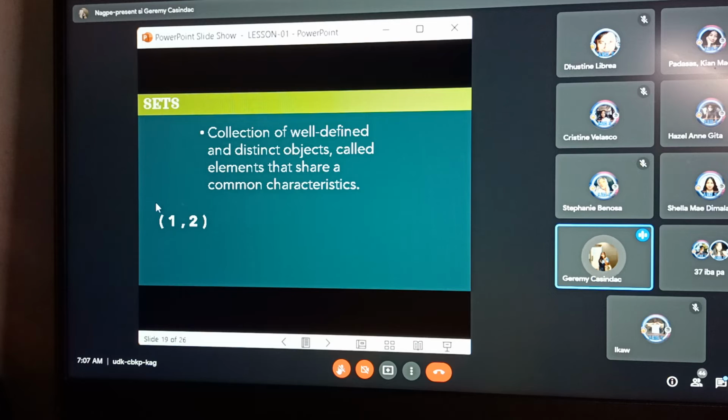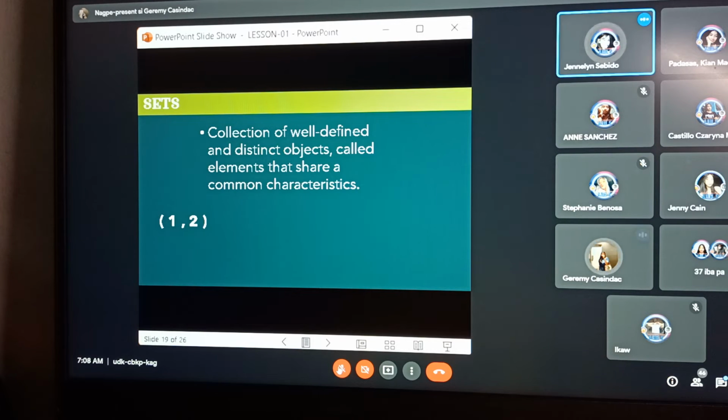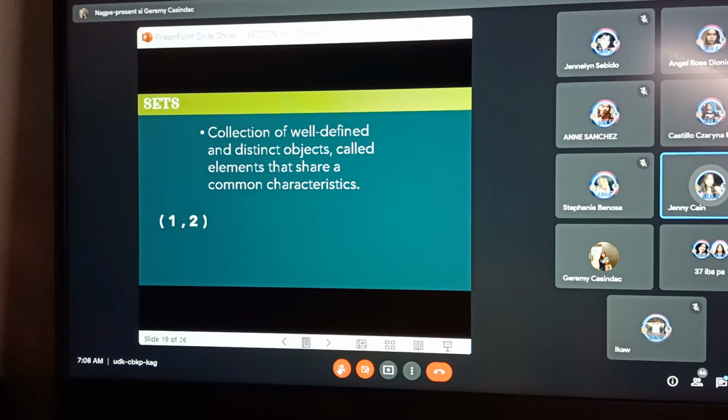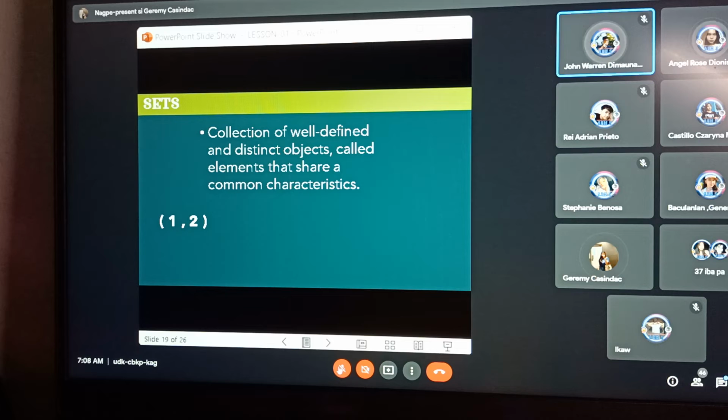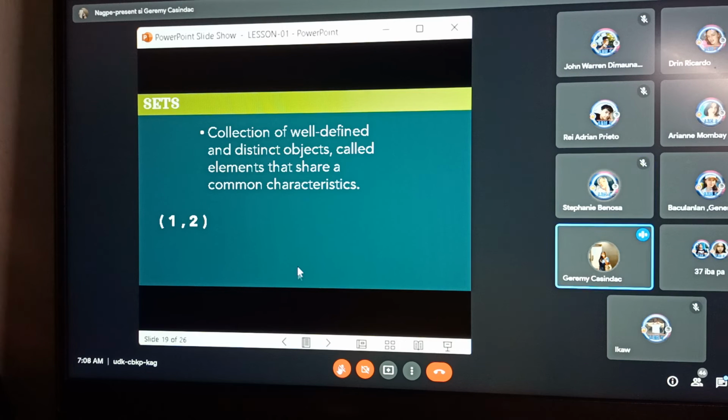Okay, so we have here the given. Anong tawag dito kay 1 and 2 again? Jenny Kain. Range po, tapos yung domain. Okay, so anong tawag dyan sa range and domain natin? Castillo. Sets po. Okay, Benoit. Ordered pair po. Okay, that's correct. This is an ordered pair.